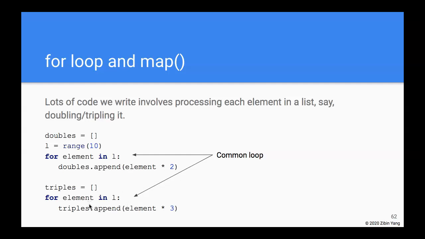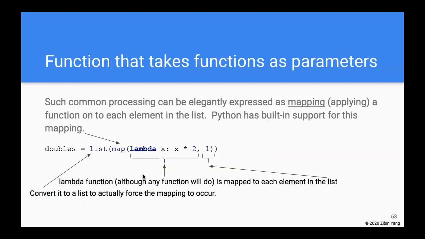And then in another loop, we want to triple those 10 numbers, and we want to create 2 lists as a result. Now, in either case, some operation is done to each of the elements, or in other words, some function is applied to each of the elements. Now, this is actually a very common kind of processing that it can be very elegantly or beautifully expressed as a mapping operation.